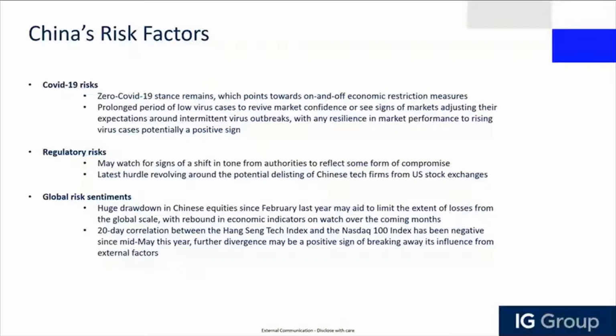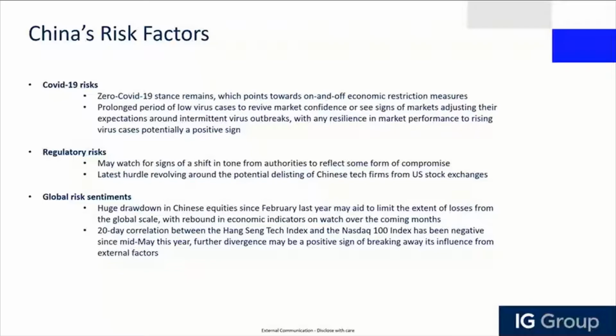Even though we are seeing some divergence between Chinese equities and the US in recent months, if you look at the Hang Seng Tech Index and the Nasdaq 100 Index, the correlation has not been that good. If we were to see upside in the Nasdaq 100, the Hang Seng Tech Index actually sees somewhat of a downward pressure. And previously, when Nasdaq was having a very strong sell-off, we were actually seeing some traction back into the Hang Seng Tech Index. So if we were to see further divergence, that could be a positive sign that Chinese equities could be breaking away from external influence. But we will definitely have to see about that.